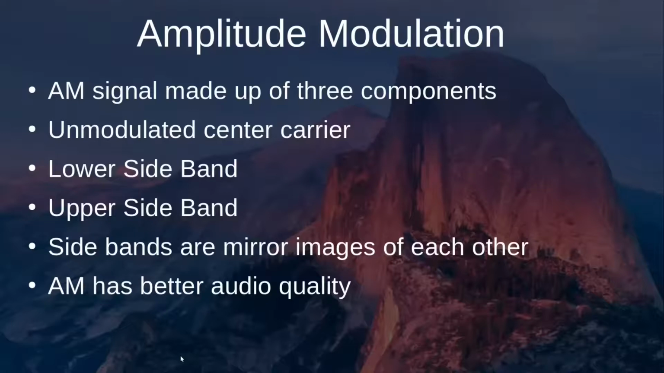AM signals are made up of three components. There's the center unmodulated carrier, and then the other two components are the lower sideband and the upper sideband. So it's essentially made up of two sidebands and an unmodulated center carrier. The sidebands are mirror images of each other, meaning they contain the same data as each other. And with this, AM has a better, fuller audio quality than other modulated signals.